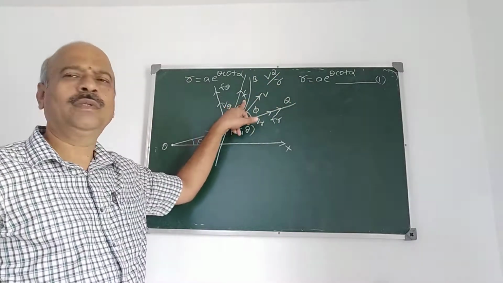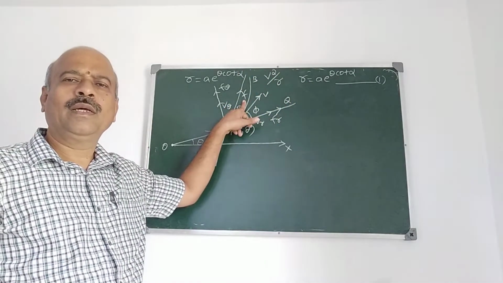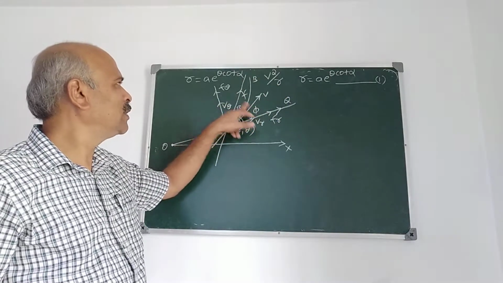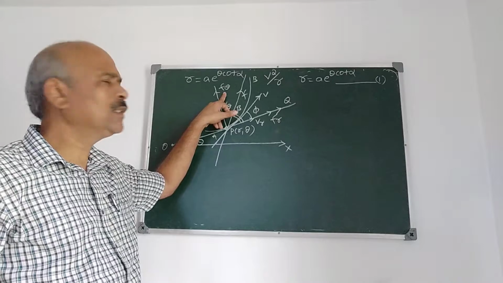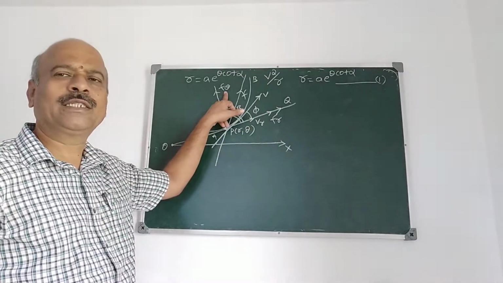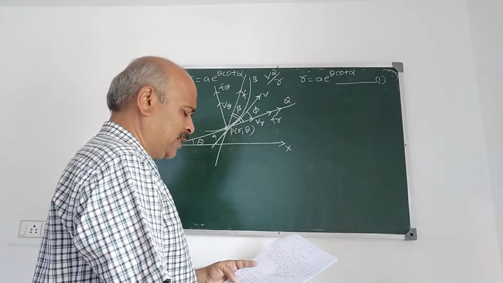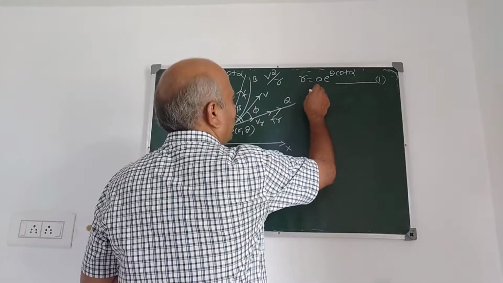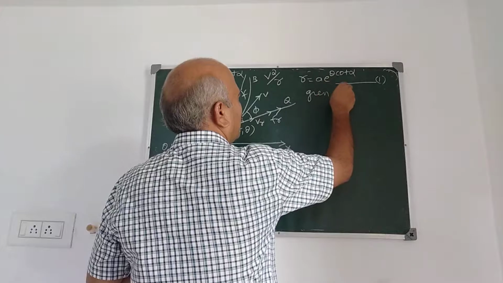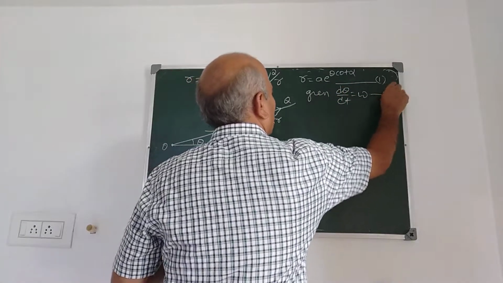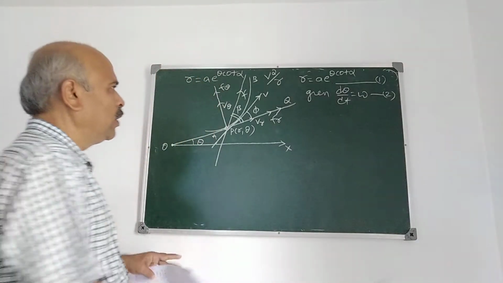What is f? Resultant acceleration. Resultant acceleration is the square root of radial acceleration square plus transverse acceleration square: Fr square plus f theta square. Now we start with this. R is given by a e raised to theta cot alpha, and what is given? Given d theta by dt is constant. Take this as 2. Now differentiate 1.